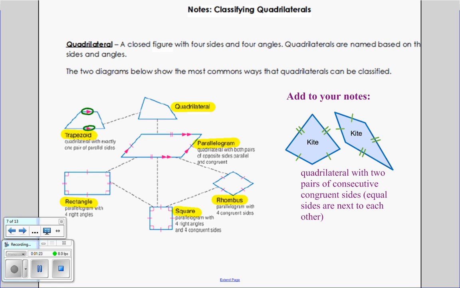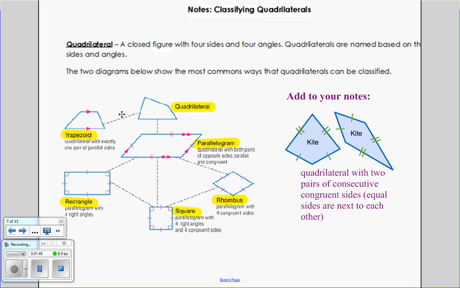figure. The definition of a trapezoid is a quadrilateral with exactly 1 pair of parallel sides. It can't have 2 pairs of parallel sides. It can't have 0 pairs of parallel sides. It has exactly 1 pair of parallel sides. So that's our trapezoid.